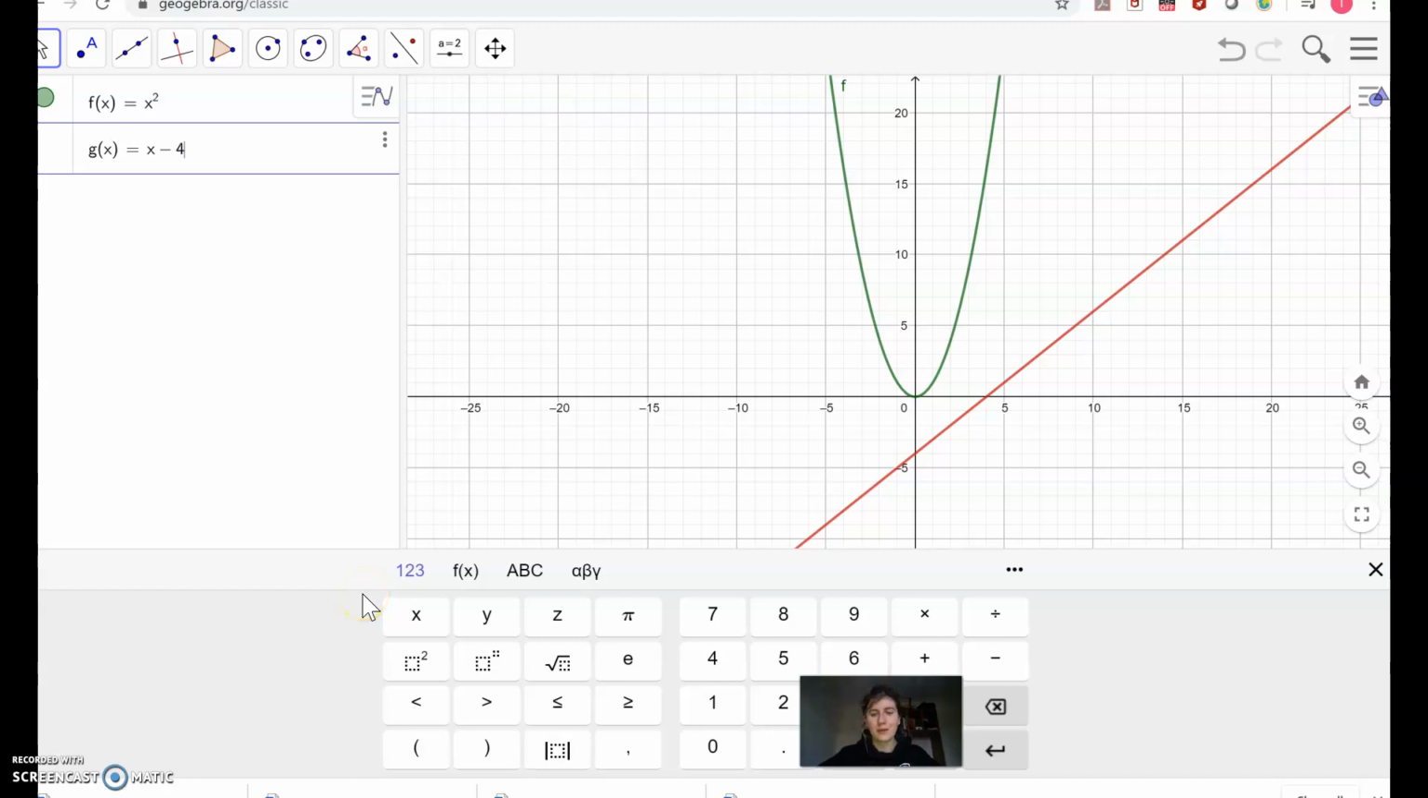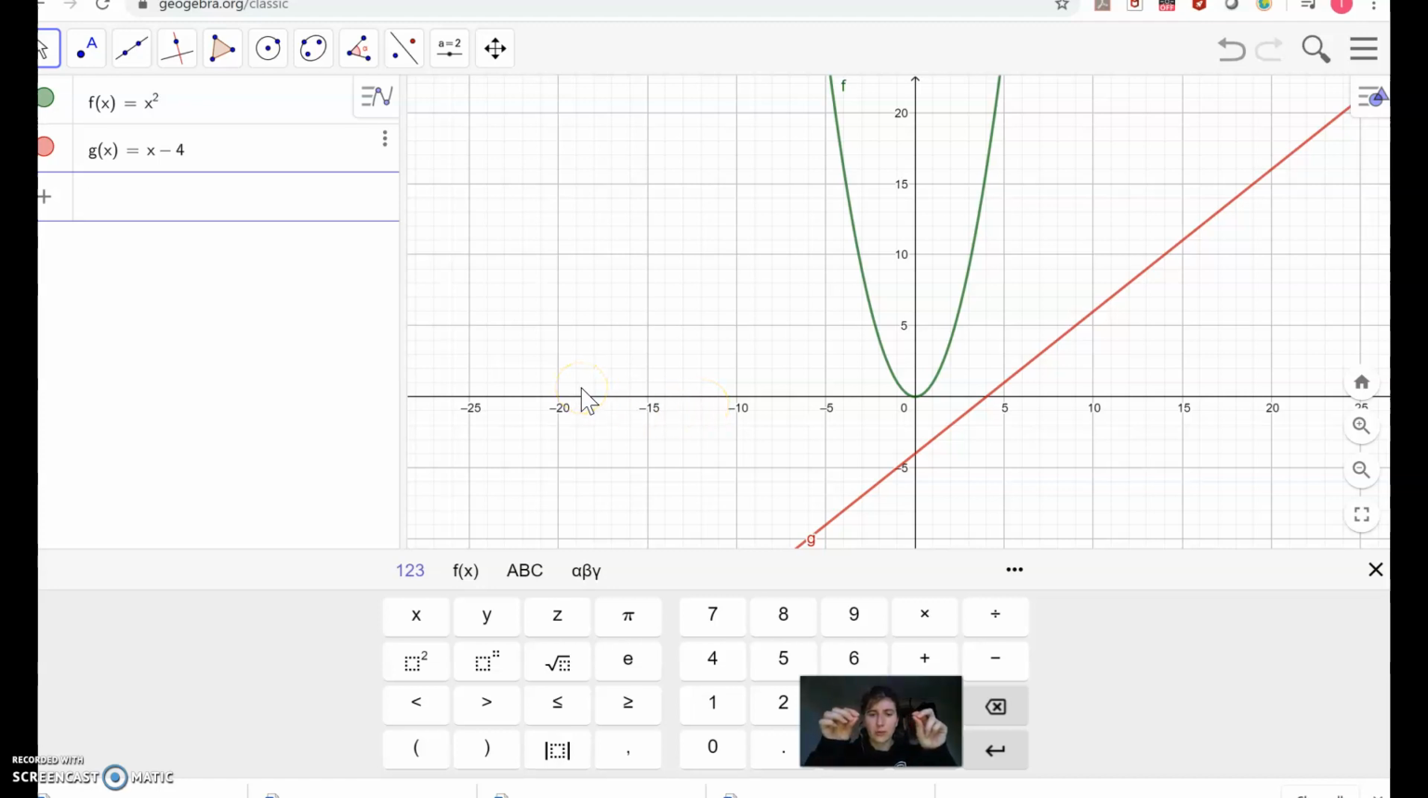Alrighty, okay, so today we're going to look at doing some composite functions. In GeoGebra I've got f of x equals x squared, and I also have g of x, another function, equals x minus 4. Now what I want to show you is what happens if I combine those together.